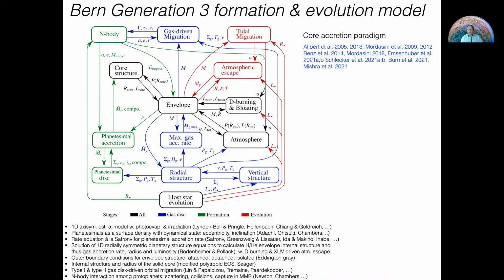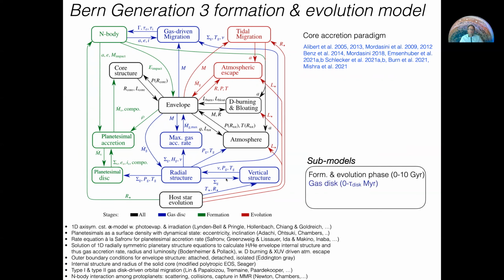It's based on the core accretion paradigm, and this plot here, this confusiogram, shows you all the different sub-models which are acting at different moments in time. First we have some which are acting during the entire time that is studied, so during the formation and evolution phase, from 0 to 10 gigayears. These are things like the internal structure of the gas and the core, then bloating and deuterium burning, and an atmospheric structure model.